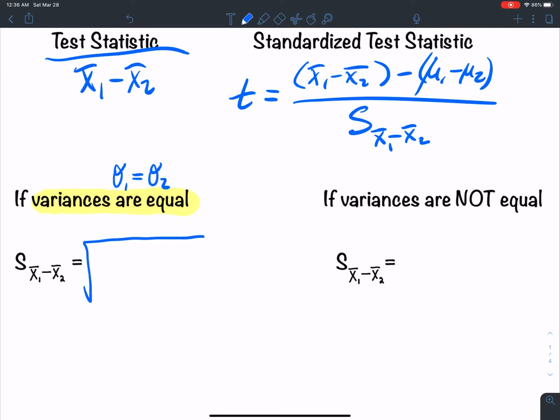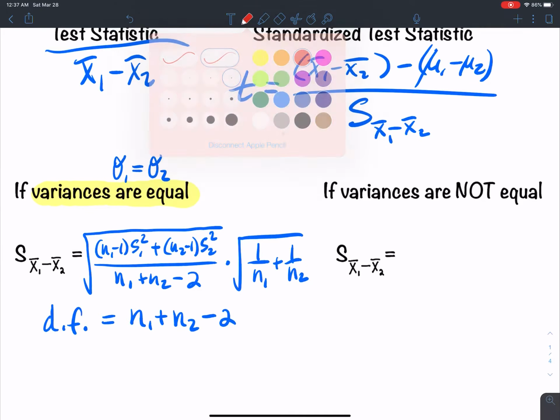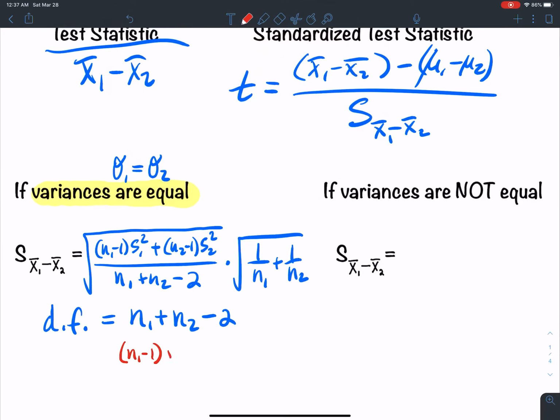So it's this big old square root, parentheses n1 minus 1, s1 squared, plus n2 minus 1, s2 squared, over n1 plus n2 minus 2. But that's not it. That's not all. Wait, there's more. Times the square root of 1 over n1 plus 1 over n2. The degrees of freedom for this version is equal to n1 plus n2 minus 2. Why is it minus 2 and not 1? Well, if you think about it, it's kind of like you've got two populations, an n1 minus 1 plus an n2 minus 1. And if you combine like terms, n1 plus n2 minus 2. Okay, so that's where that comes from.